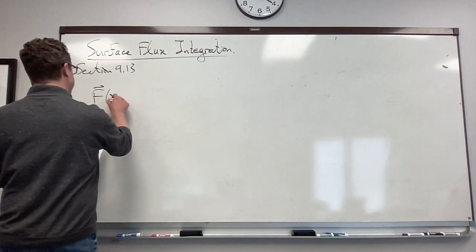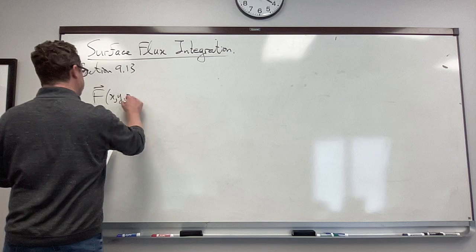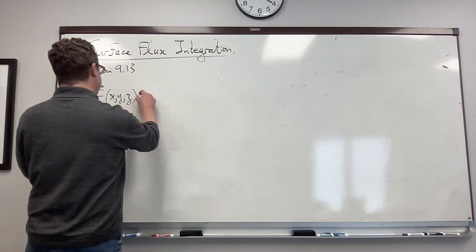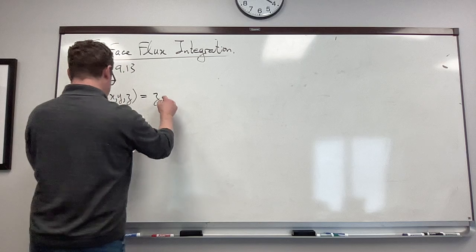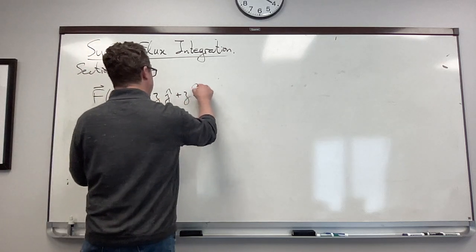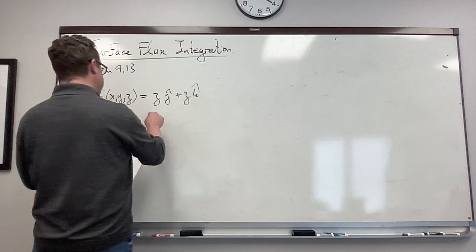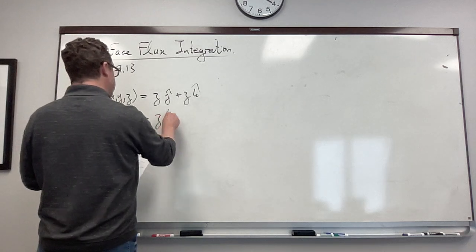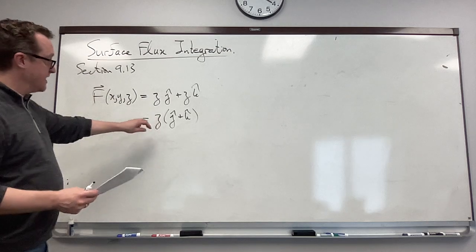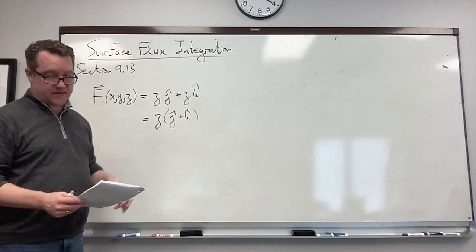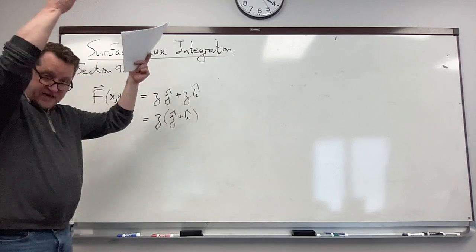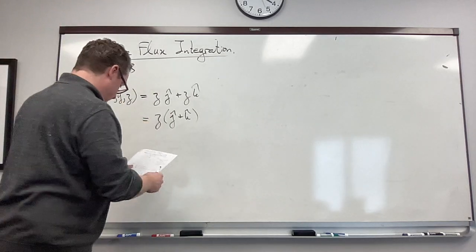I'm going to say it's a function of x, y, and z, and it happens to be z times j plus k. Kind of a weird vector field. So it has no x component, only y and z components, and the size of the components gets larger the larger z is. We'll sketch that.